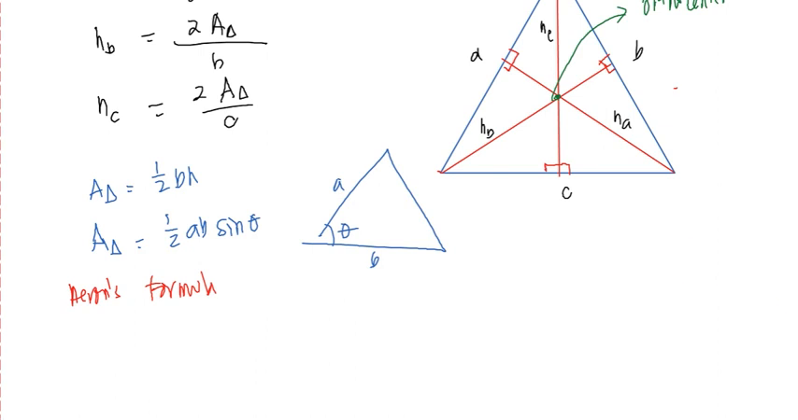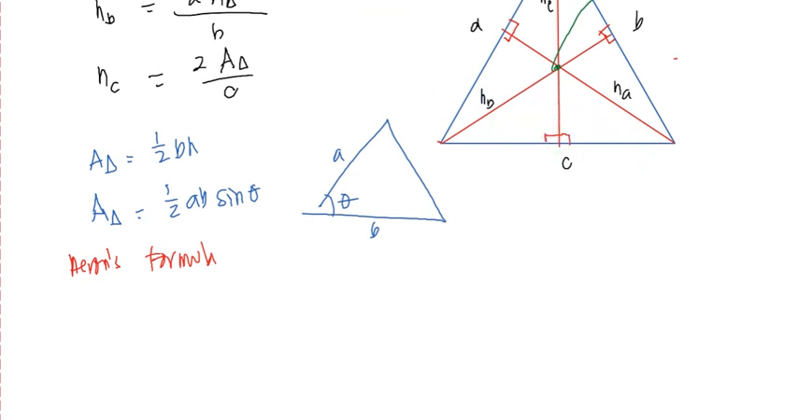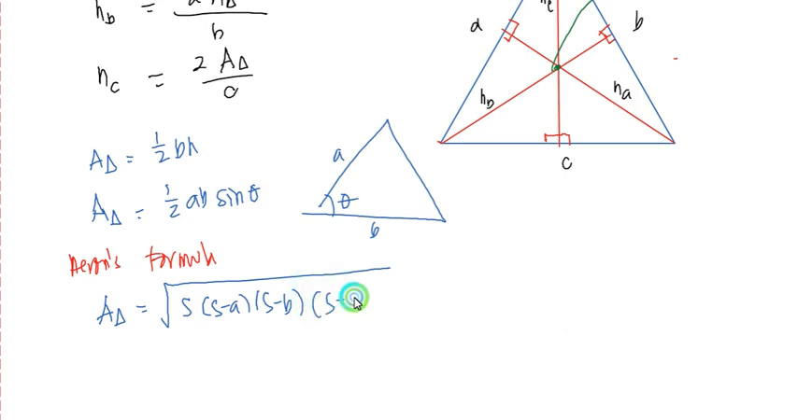Okay, Heron's formula. In finding the area of a triangle using Heron's formula, that will be the square root of S multiplied by S minus A multiplied by S minus B multiplied by S minus C. This is your Heron's formula, wherein S is still the same value as before. S is equal to A plus B plus C divided by 2. This is the semi-perimeter of our triangle.